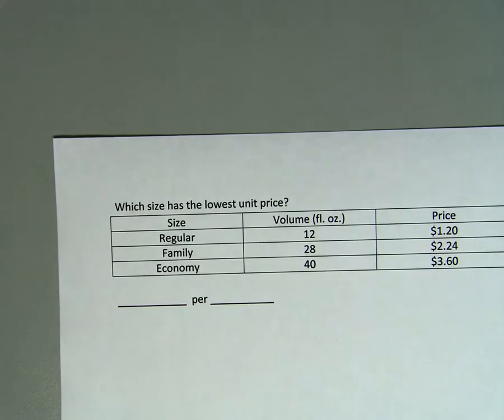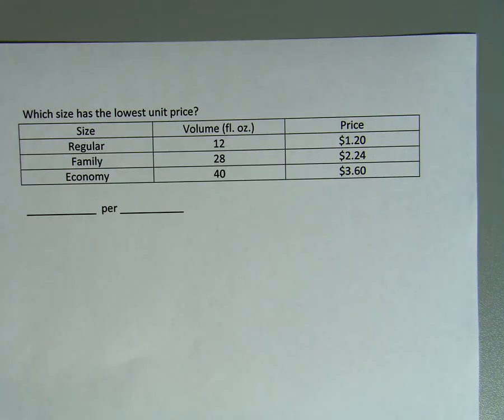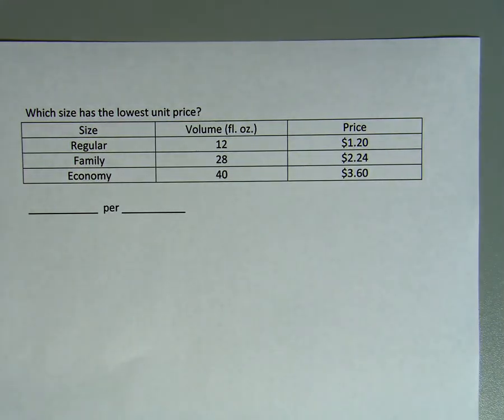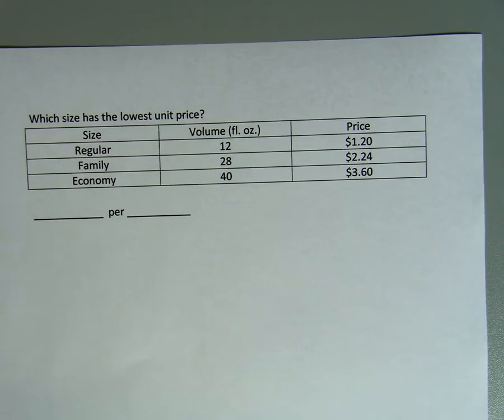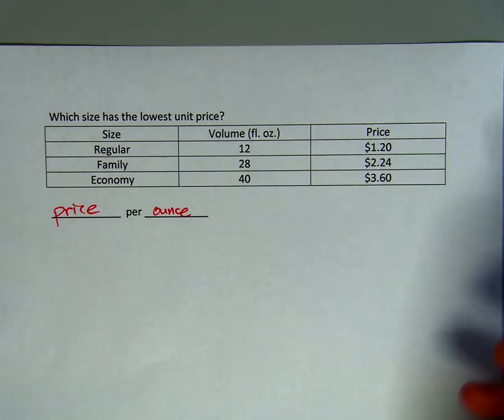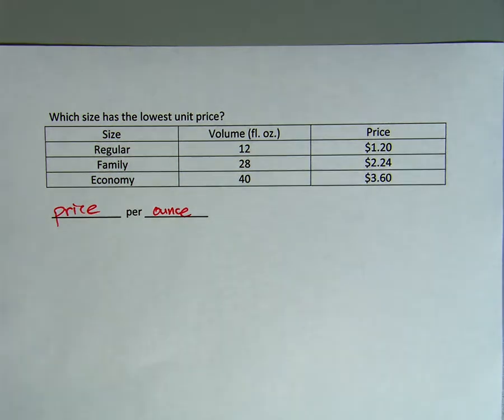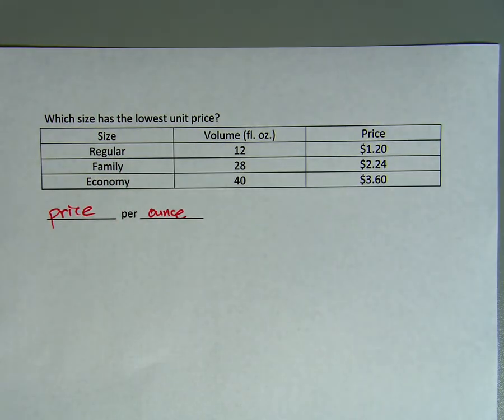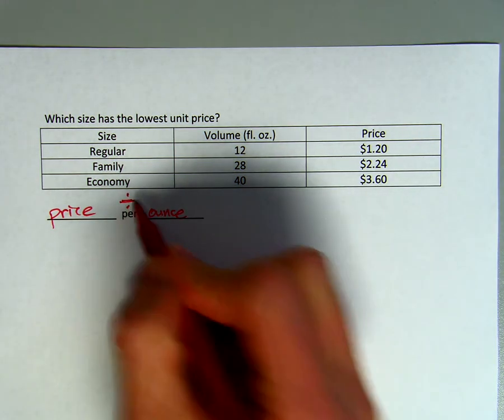This unit rate can also be useful when we're solving a problem. So if I have to solve a problem about which size has the lowest unit price, meaning if you go grocery shopping with your parents and you're picking out laundry detergent, you're looking at how many ounces are in that laundry detergent and how much it costs. You need to figure out what the best price per ounce is. In the regular size, I'm getting 12 ounces for $1.20. The family size, I'm getting 28 ounces for $2.24. And the economy size, I'm getting 40 ounces for $3.60. So I can use this to figure out which deal is best. Price per ounce, or price divided by ounces.